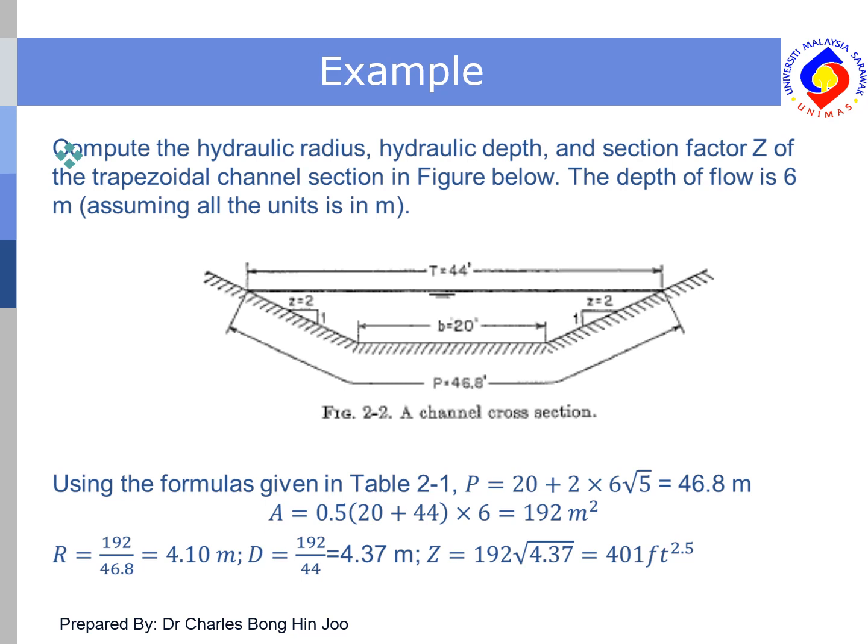Then D is equal to A divided by the top width. It will give you 4.37 meters, and Z is equal to 192 multiplied by the square root of 4.37, which will give you 401 meters to the power of 2.5. There's a typo there. It's not feet.